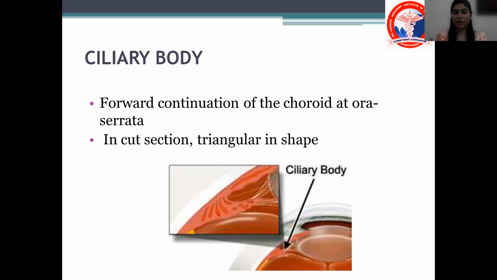The ciliary body is the forward continuation of the choroid at the ora serrata. In the cut section, it looks triangular in shape. This is the ciliary body. It is a triangular structure that can be seen in the cut section.